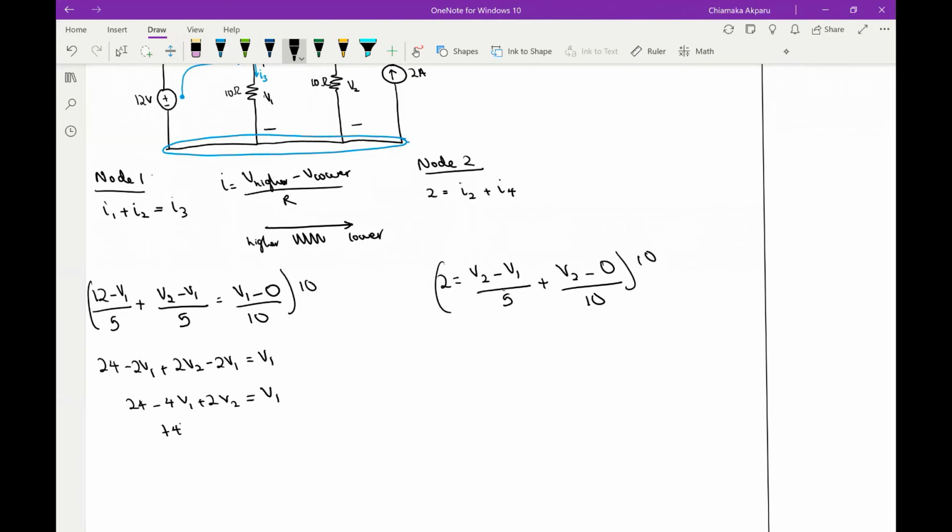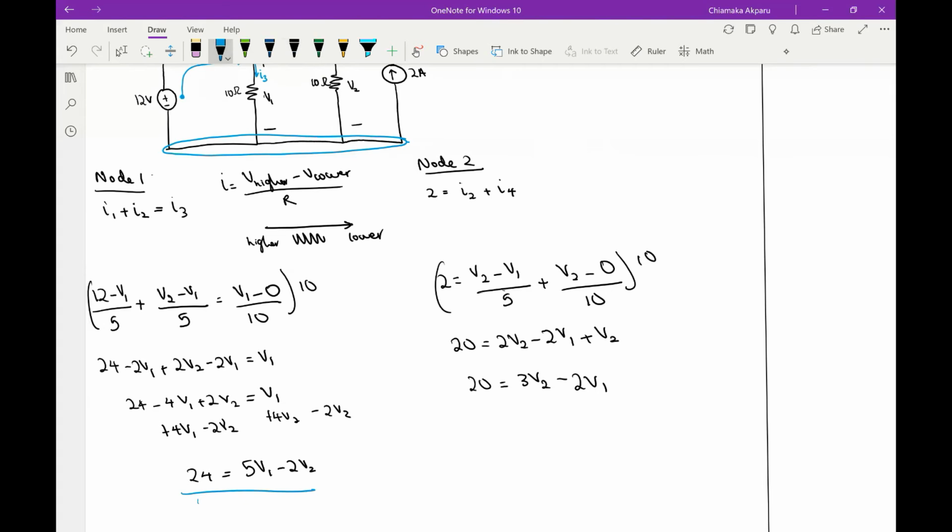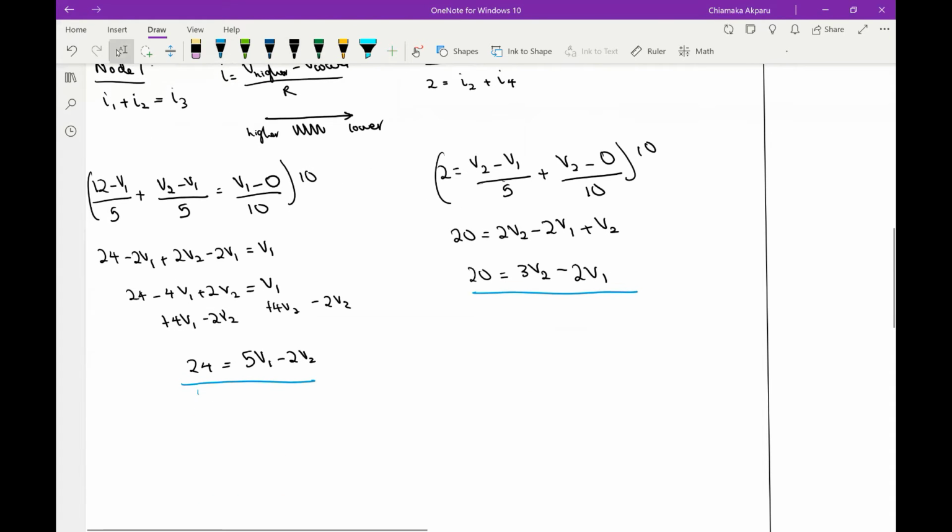We're going to add 4V1 and subtract 2V2 from both sides. Then we'll get our first equation, which is 24 equals 5V1 minus 2V2. Let's do the next part. 20 is equal to 2V2 minus 2V1 plus V2. And then we're going to have 20 is equal to 3V2 minus 2V1. These are the equations that we're going to use to solve our system of equations.